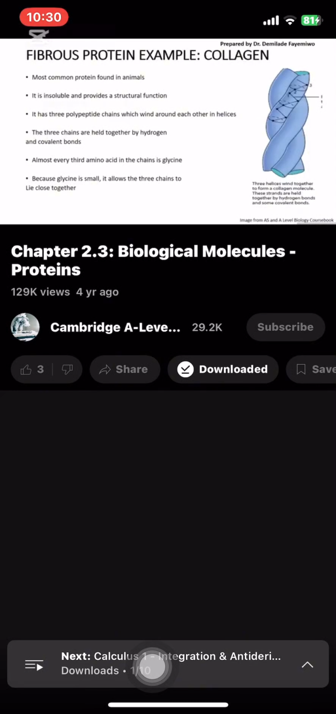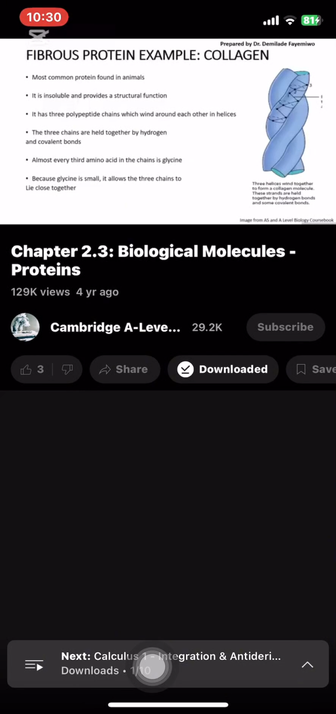So collagen is the most common protein found in animals. It is insoluble simply because it provides a structural function. If you think about plants and the fact that they have a cell wall made of cellulose, which is for structure, then think of collagen as the protein that is responsible for structure in humans. But also bear in mind that cellulose is not a protein, it is a carbohydrate.